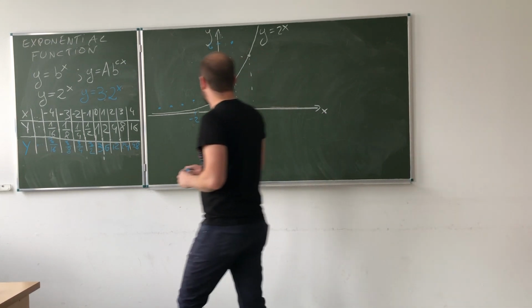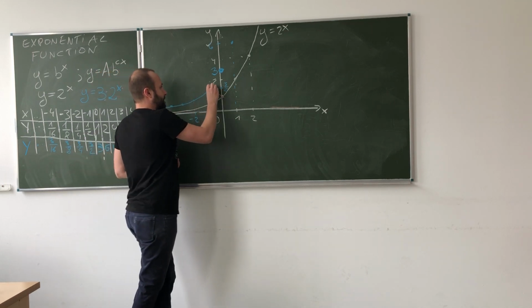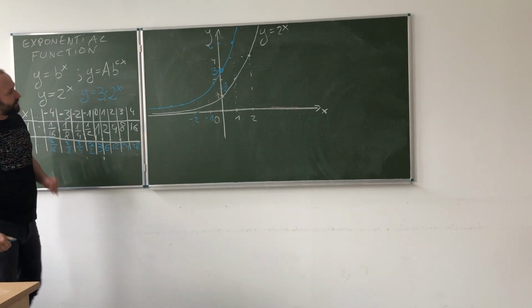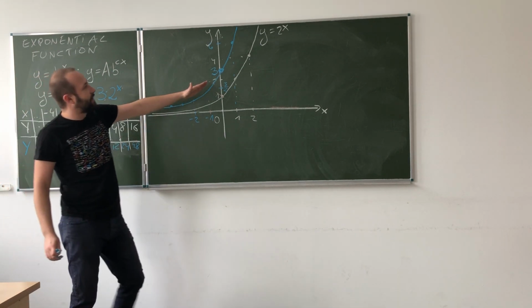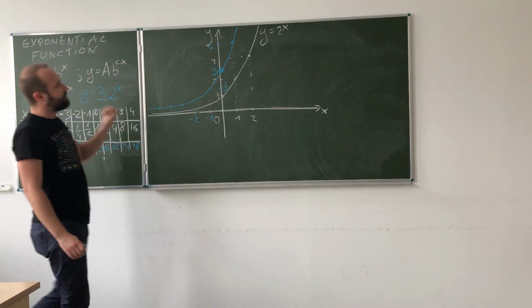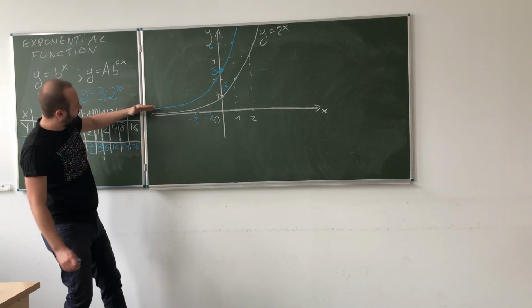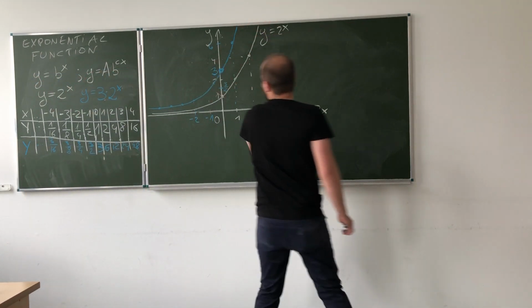So what we get at the end is the function that actually increases 3 times faster. It has generally the same shape, but it's steeper. As you see here, it increases 3 times faster all over the curve.